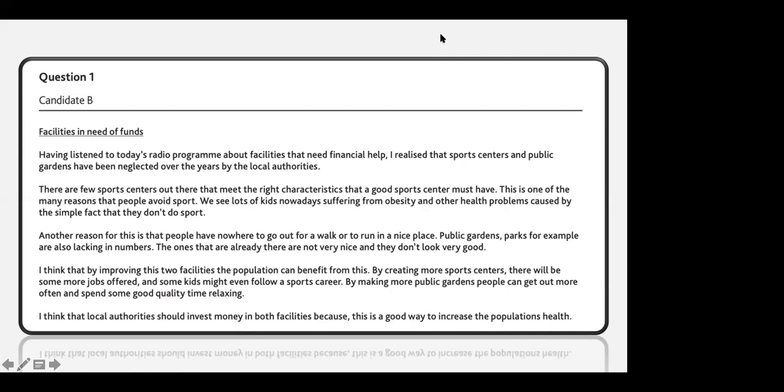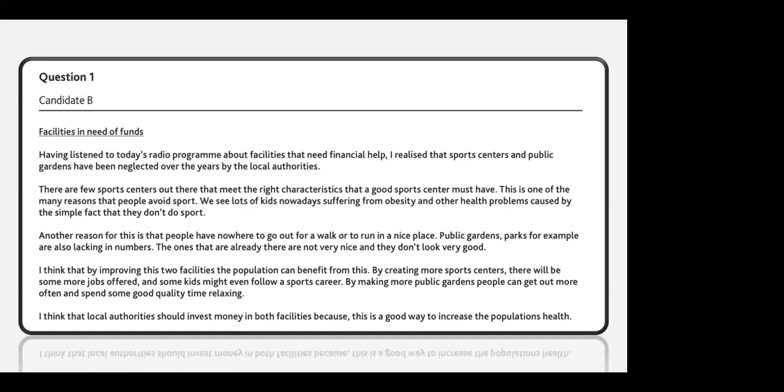Facilities in need of funds. Having listened to today's radio's program about facilities that need financial help, I realized that the sports centers and public gardens have been neglected over the years by the local authorities. There are few sports centers out there that meet the right characteristics that a good sports center must have. This is one of the many reasons that people avoid sports.